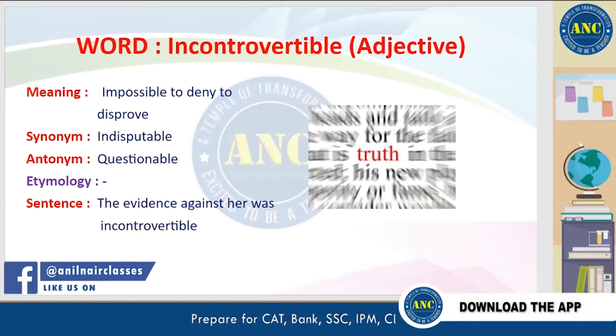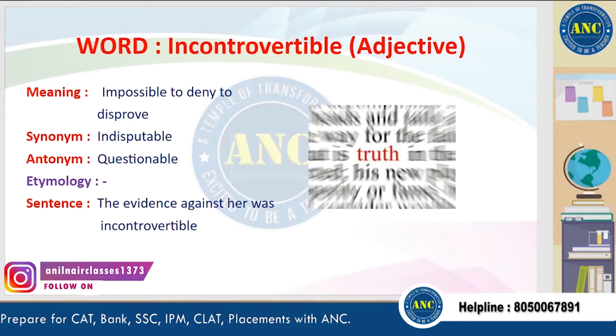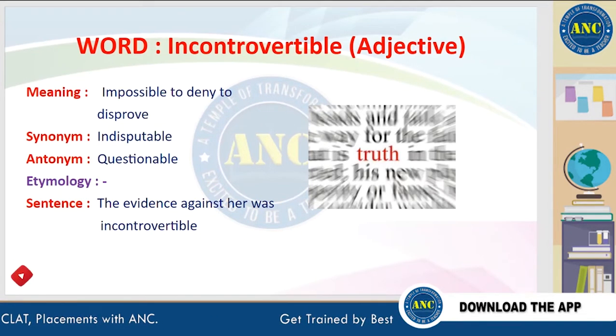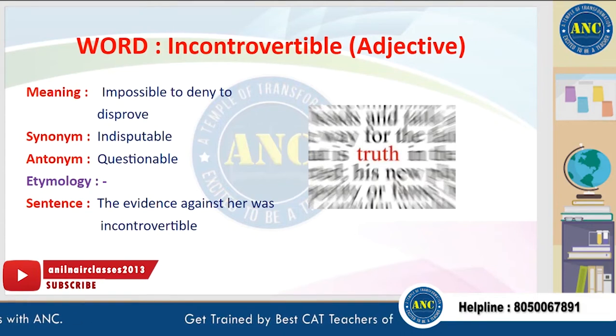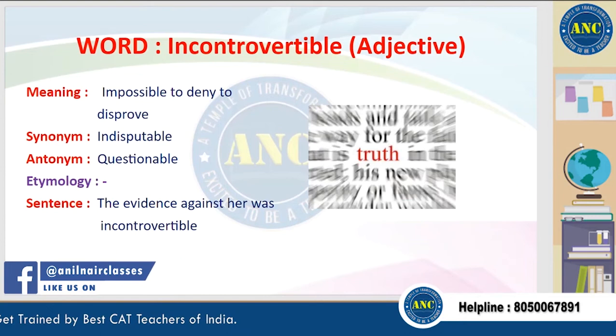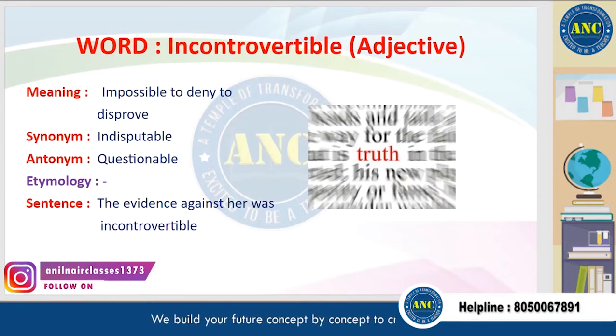The next word is incontrovertible. It means impossible to deny or disprove. A synonym for it is indisputable and an antonym is questionable. A sentence for this word is, the evidence against her was incontrovertible.